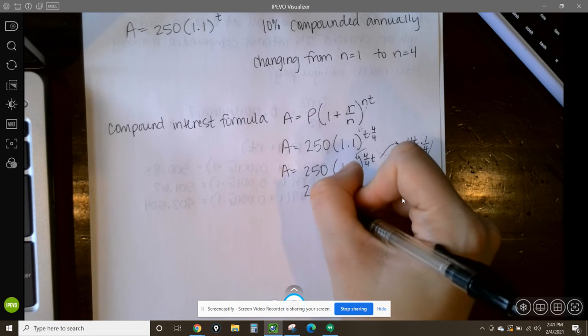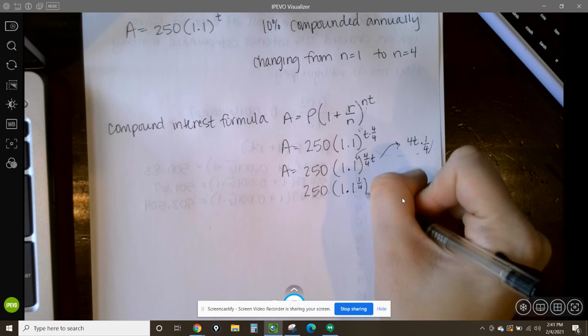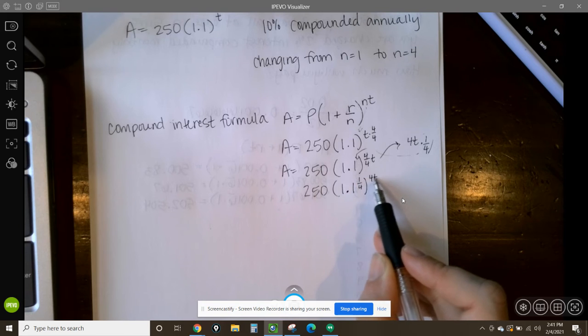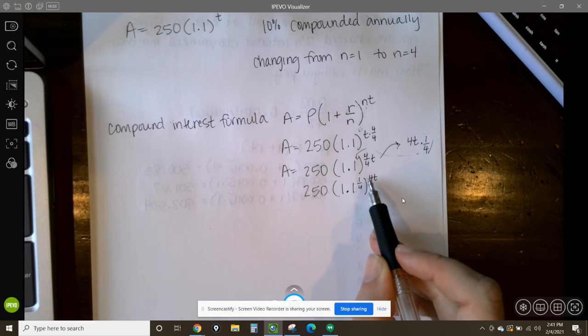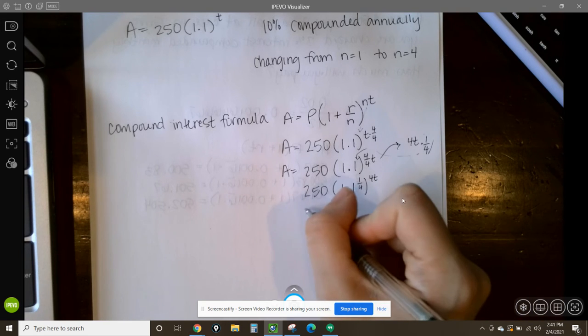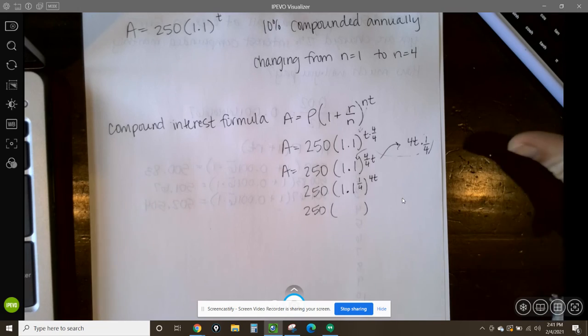So it's going to look like this, 250 times 1.1 to the 1/4 power. And out here I have 4t power. So this is all still the same fraction. You're just playing around with where you put it. And that's what's kind of tricky, I think. So now we're going to actually have to evaluate 1.1 to the 1/4 power.